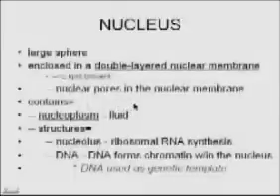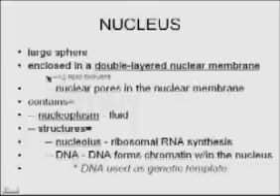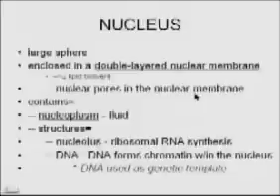So now we can discuss the nucleus. It is a large sphere, as we had seen. It's enclosed by a double-layered nuclear membrane, 2 lipid bilayers, and there are nuclear pores in that nuclear membrane that allow for the movement of molecules into and out of the nucleus. It contains nucleoplasm, the term that I couldn't recall in that previous slide, which is the fluid portion within the nucleus. And then there are formed structures, such as the nucleolus.